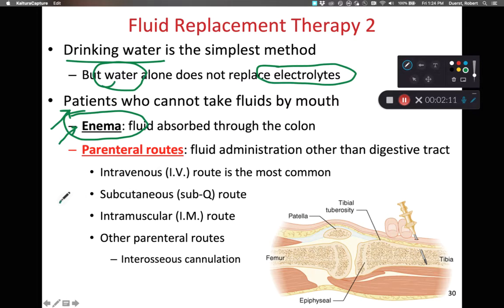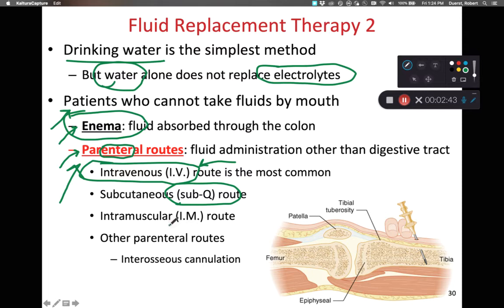We also can have the parenteral routes. So these parenteral routes, when we think of enter, think of digestive system. These are routes outside of the digestive system. And they are going to be ways that we can get fluid into the body other than using the digestive tract. Intravenous is by far the most common. We also could have a subcutaneous route where we inject the fluid into the adipose tissue as opposed to into the venous side of the circulatory system.